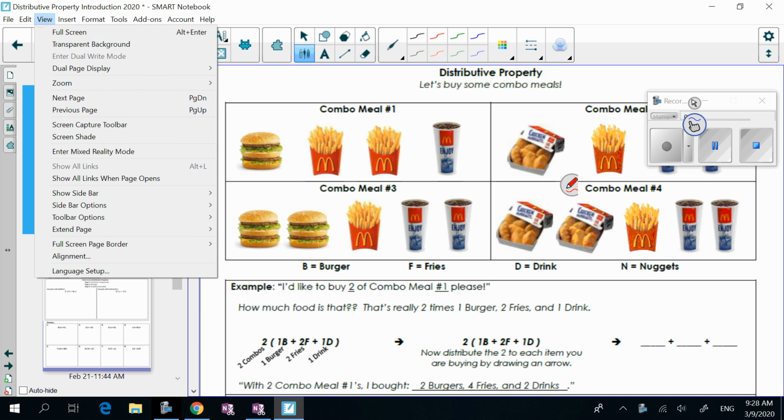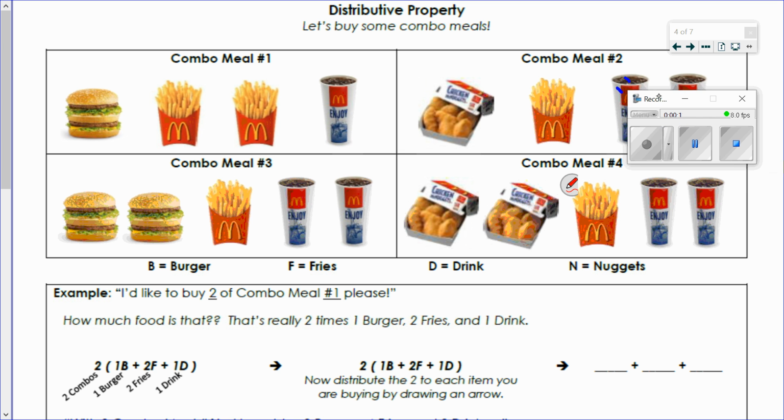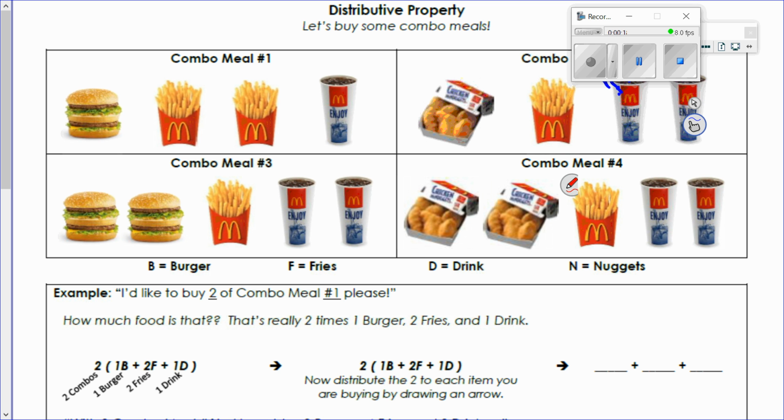Okay, in order to help you understand exactly what distributive property is all about, we put together this little presentation based on something most of you can relate to, which is Happy Meals. For those of you that can't see at home, I'm moving the recording so you can see the meals. We came up with 4 different meals for you.